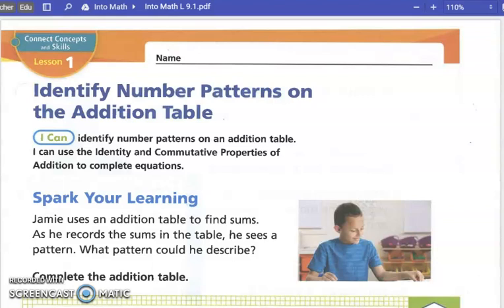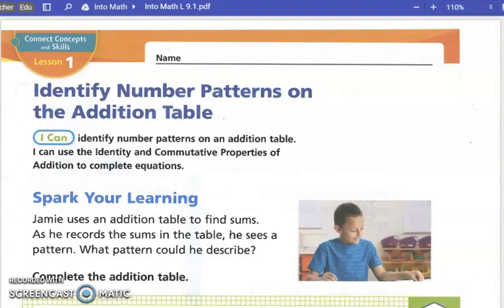All right, today we're looking at lesson 9.1, identify number patterns on an addition table. Now here in the classroom, we did the Spark Your Learning with our groups, but we're going to go over it. First, we went over the identity property. It says, I can identify number patterns in an addition table. I can use the identity and commutative properties of addition to complete the equation.